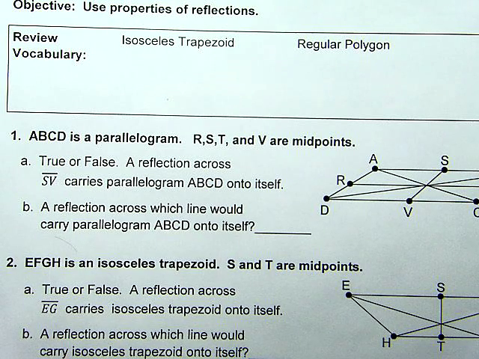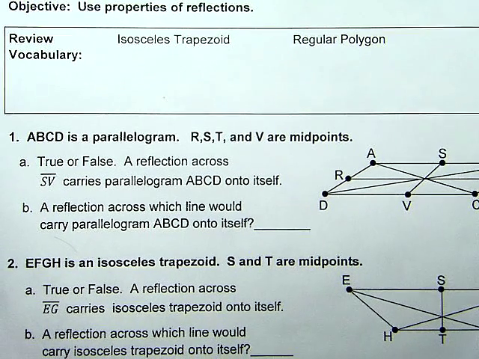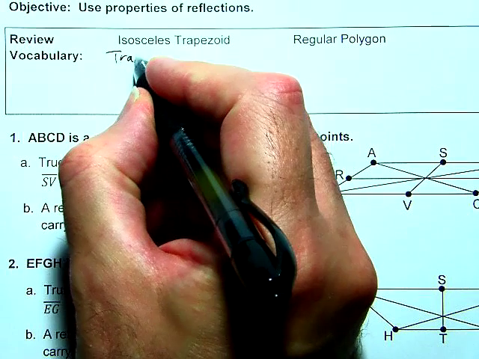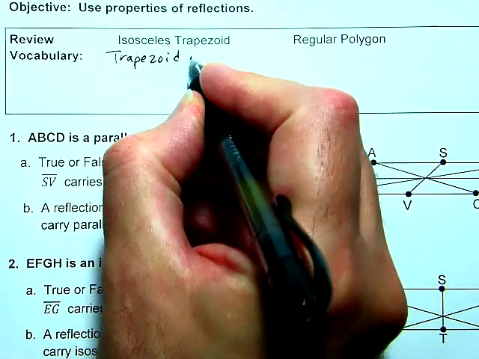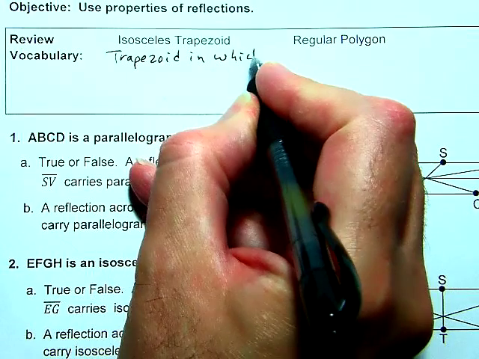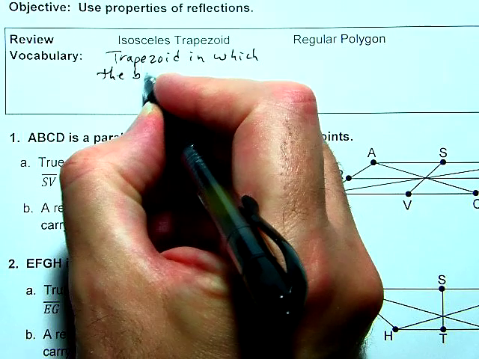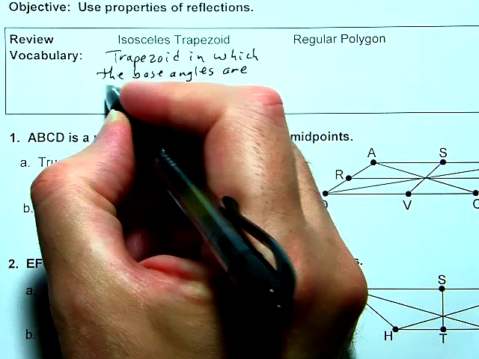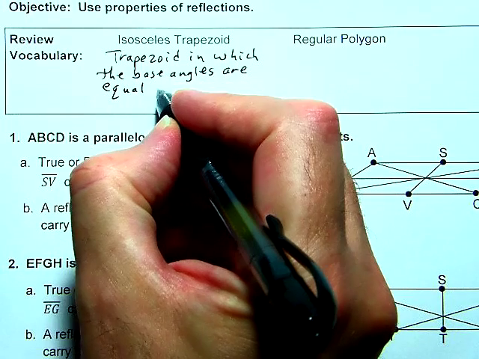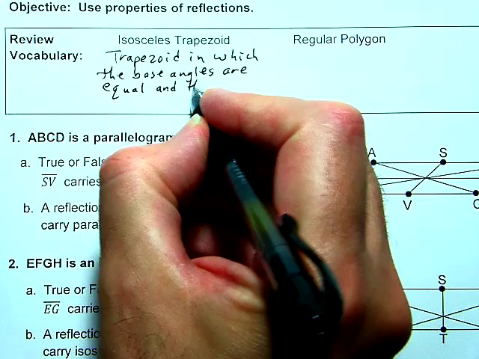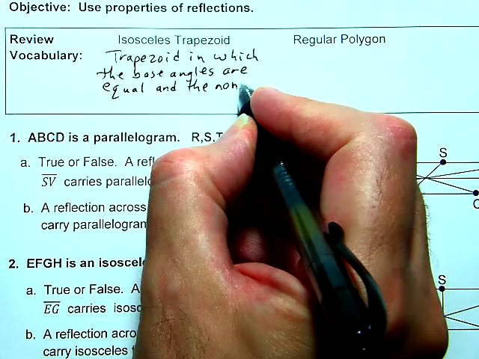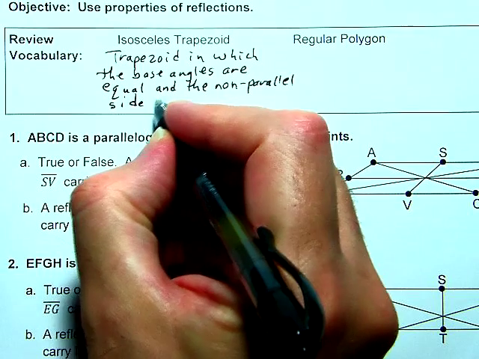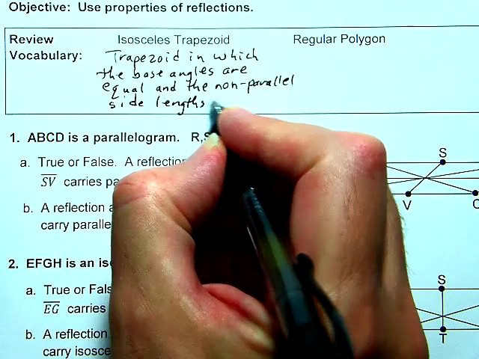The first is that of an isosceles trapezoid. So an isosceles trapezoid is a trapezoid in which the base angles are equal and the non-parallel sides' lengths are also equal.